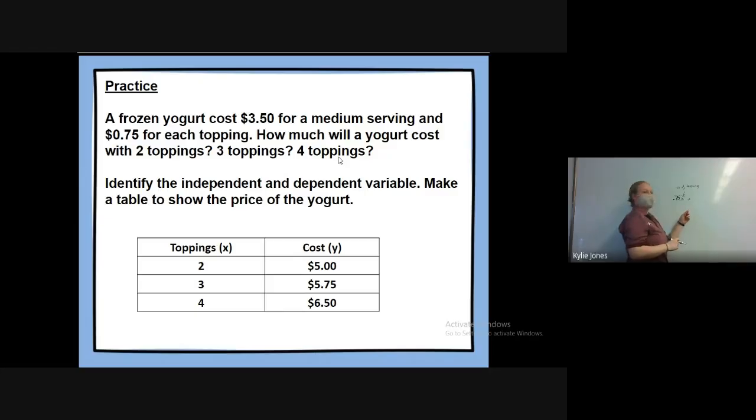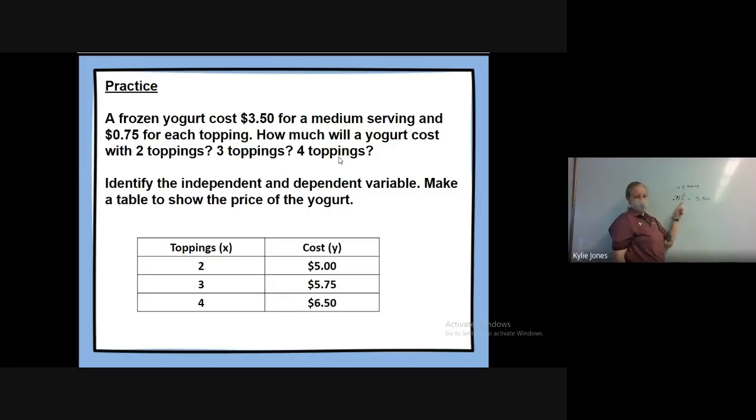How much is one yogurt with no toppings? Yeah, you're right. $3.50. So your yogurt, if you want no toppings, you just want plain vanilla yogurt, is $3.50. If you want to add toppings, it's 75 cents times the number of toppings you add.